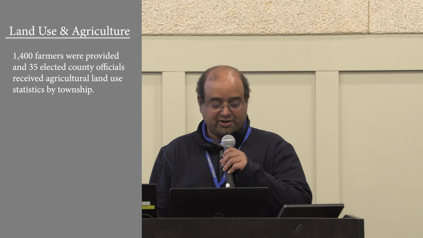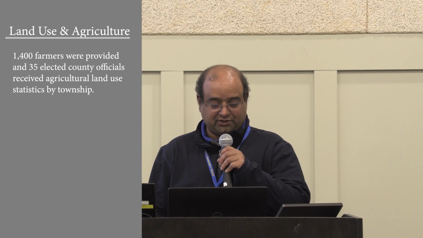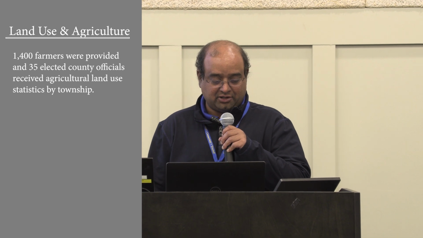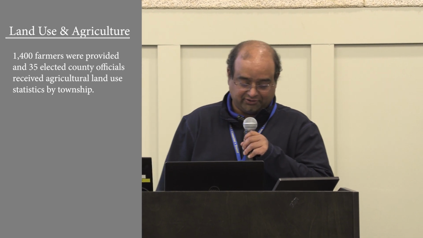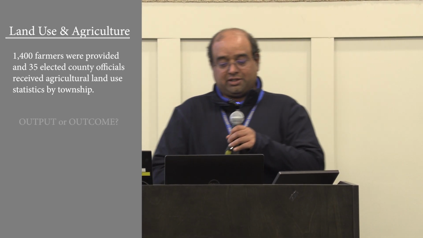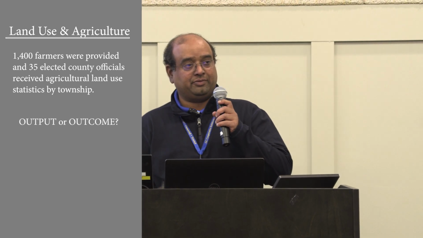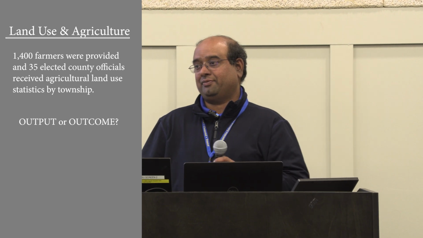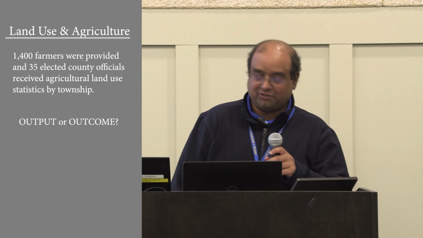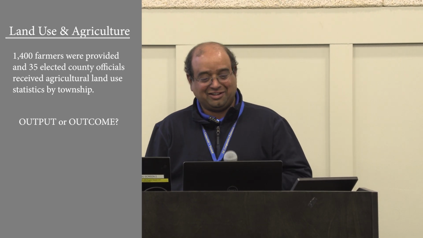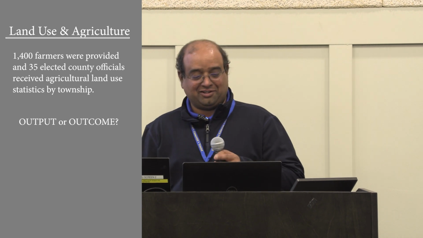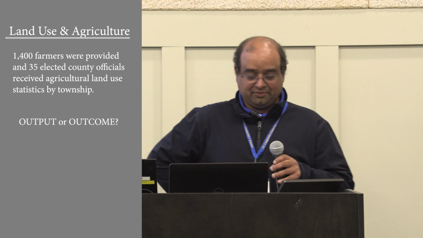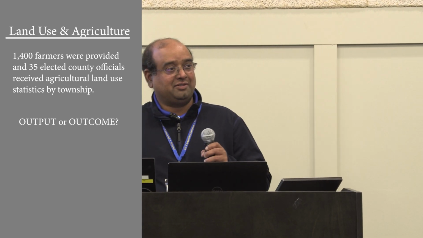1,400 farmers were provided agricultural land use statistics by township. 35 elected county officials received agricultural land use statistics by township. Do you think that's an output or an outcome? Any volunteers? Yeah, don't look at the second page yet, please, because that's an answer key. You can go through all the examples later, but what do you think the land use agriculture statement? Is that an output or an outcome?